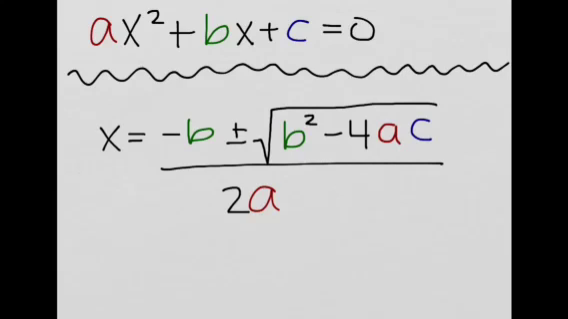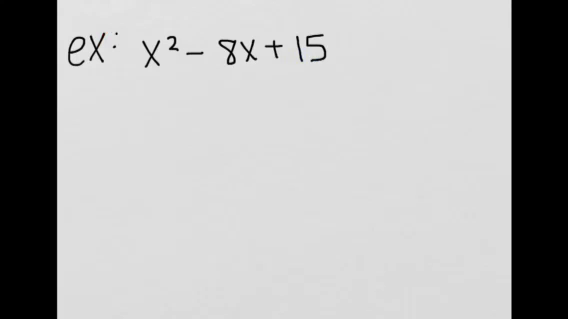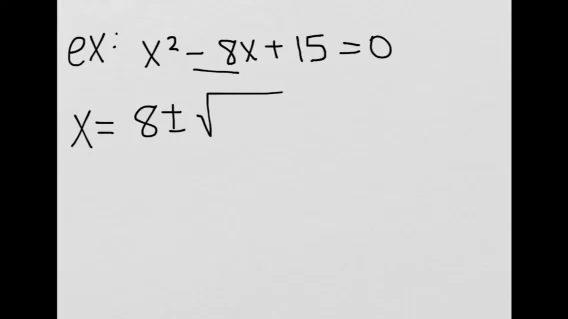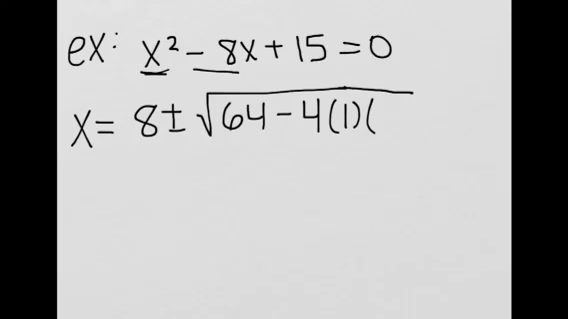Okay, let's try some example problems to make sure we understand this. Our first example is x squared minus 8x plus 15 is equal to 0. So we want to find x. Remember, x is equal to negative b, so negative b will be 8 plus or minus the square root of b squared, which is 64, minus 4 times ac. So 4 times a, which is 1, times c, which is 15, all over 2a, so this would just be 2 times 1.